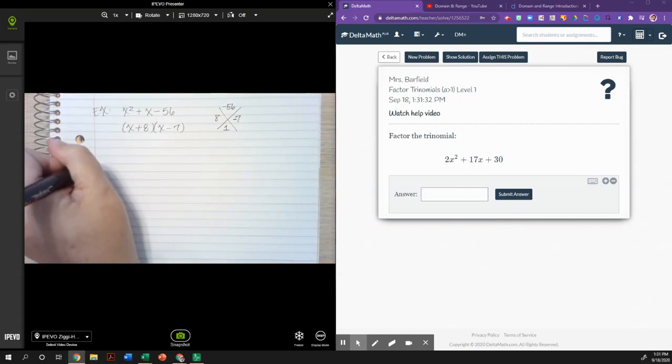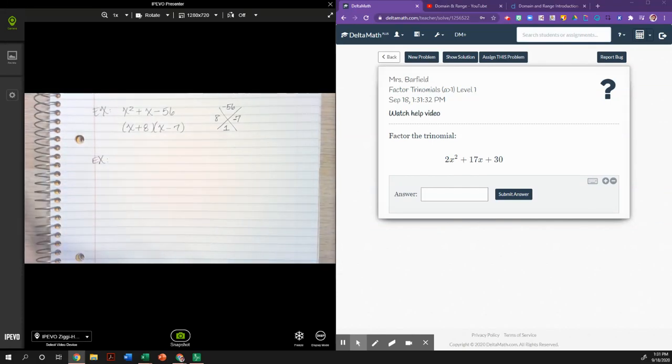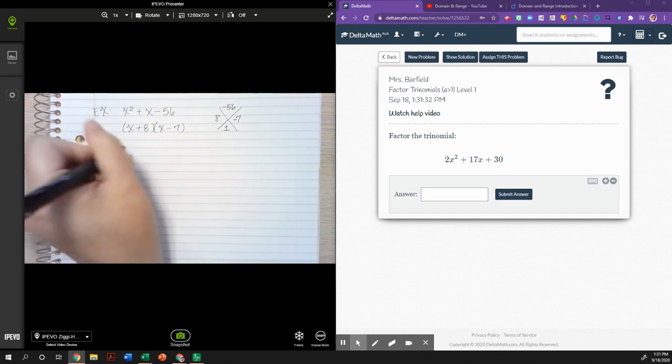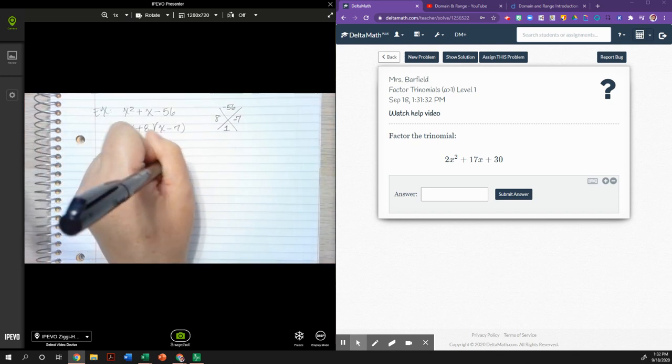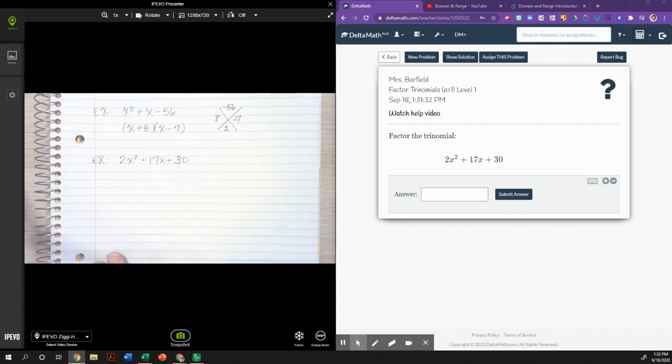All right, you guys, welcome back. So let's step it up just a little bit and make life a lot more interesting. So 2x squared plus 17x plus 30. Okay, so now I want to factor these.